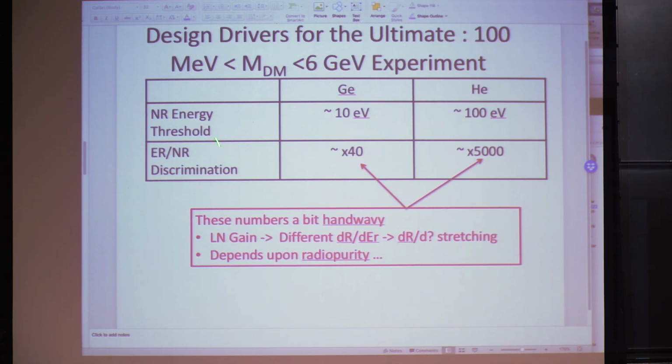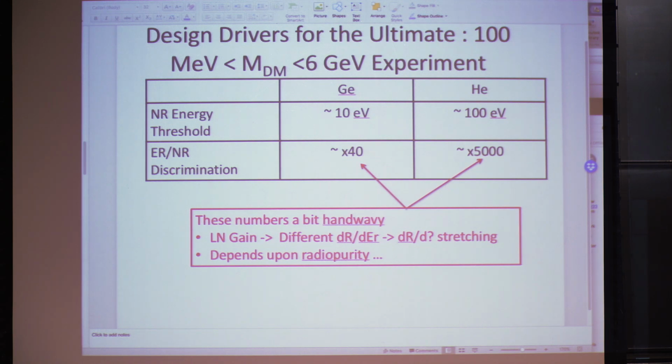So for the ultimate experiment, if it's out of germanium or out of any kind of high-energy material, you're going to have a really low nuclear recoil energy threshold. But you won't need that much ER-NR discrimination. If it's out of helium, by contrast, your energy threshold can be much higher, but you're going to need a lot more nuclear recoil, electron recoil discrimination. This is hand wavy for reasons we'll talk about in the next lecture.